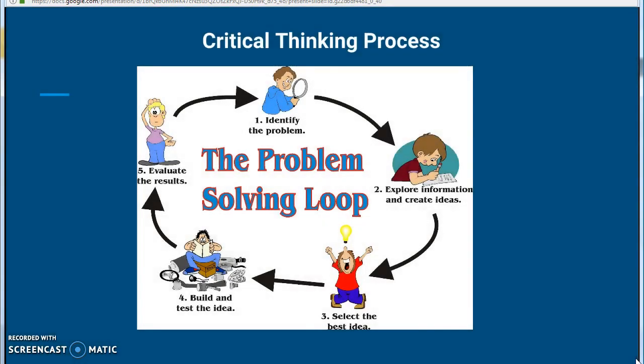Let's look at this problem-solving process. First, we need to identify the problem. Next, we need to explore information and create ideas. After we've done that, we select the very best idea. Then we build and we test that idea. And lastly, we evaluate the results.